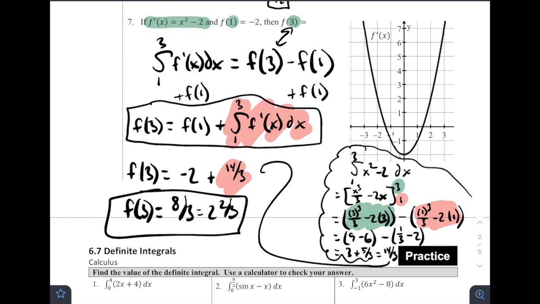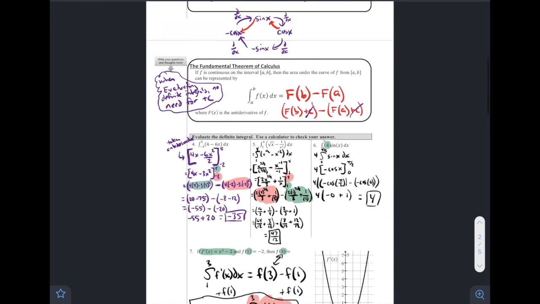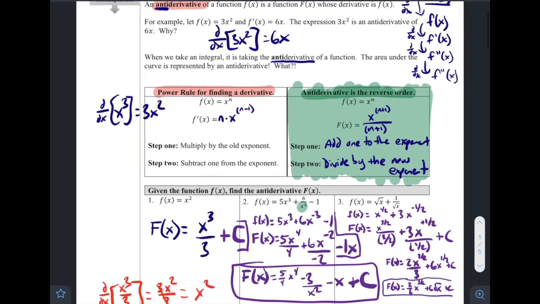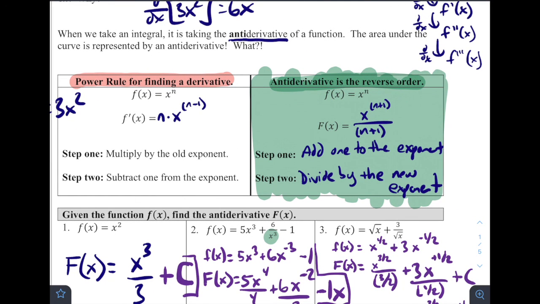Super cool here that I can actually find values. So I had f of 1 and I had f prime. Even though I didn't have the original function f of x, I was able to use the fundamental theorem of calculus to find that actual value by doing this process. Super nice. All right, so in this, we learned how to find an antiderivative using our power rule, which is essentially the reverse of our power rule for derivatives.